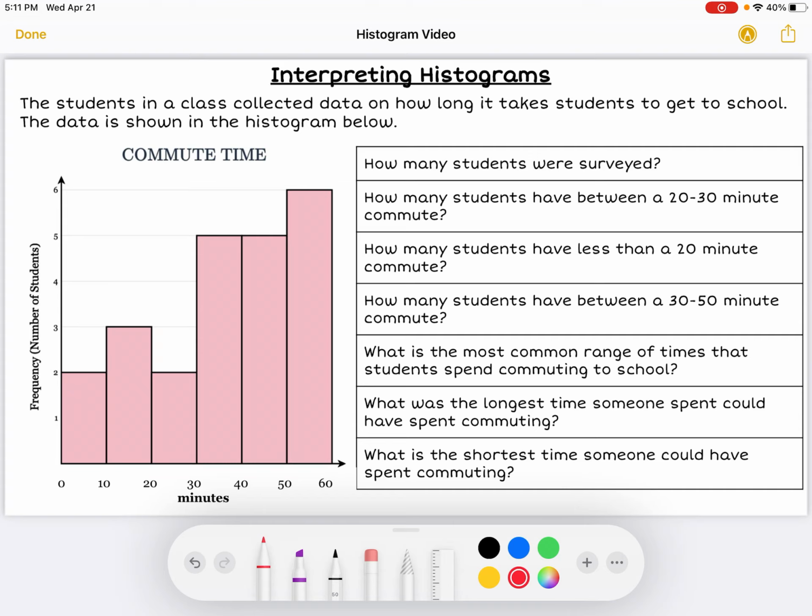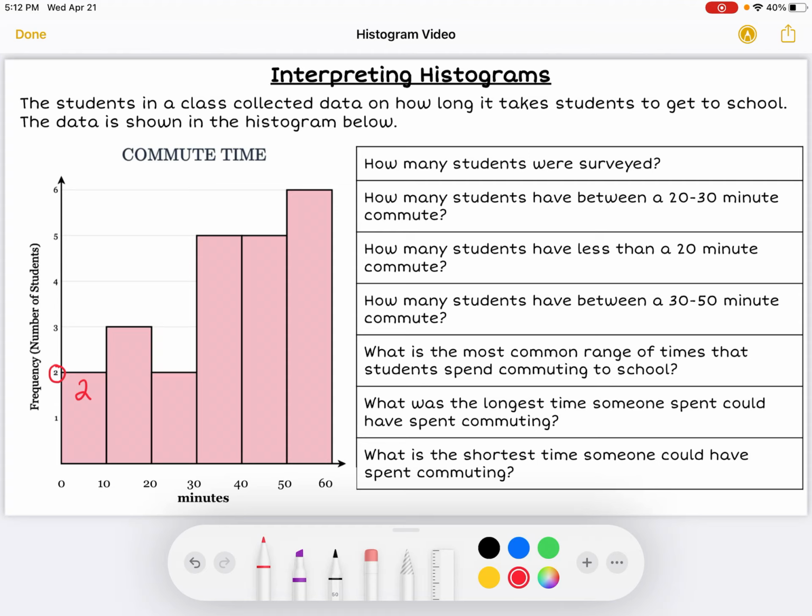At the bottom, we have the number of minutes it takes students to get to school. And we have a bar in each interval to show how many students fall within that section of times. And then on the left, we have the number of students. So the height of each bar tells us the number of students that fall within that section. For example, if you look at the first bar from 0 to 10 minutes, I can look at the height of that bar. It's at a height of 2. That tells me there are 2 students that have a commute from 0 to 10 minutes.